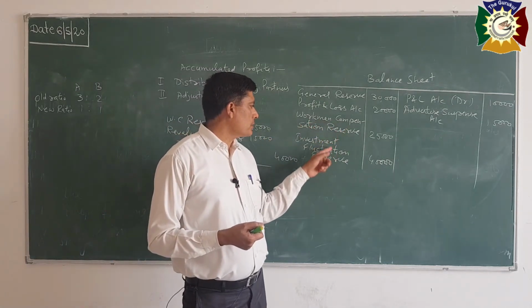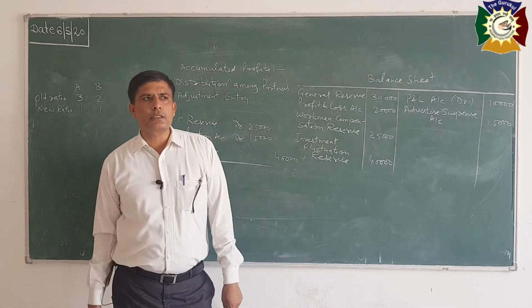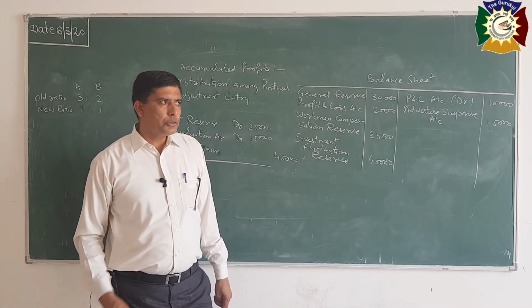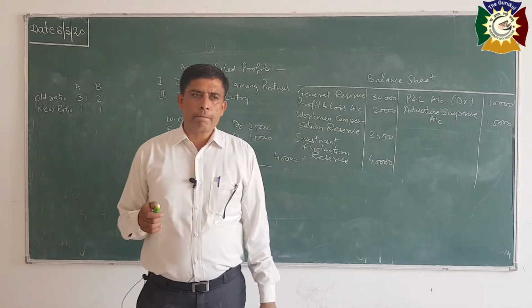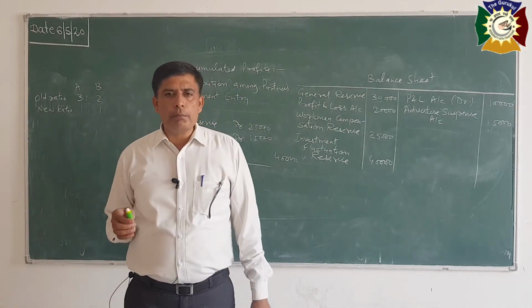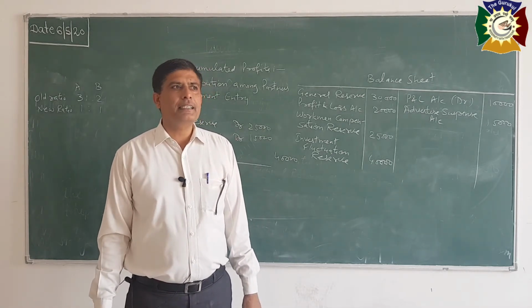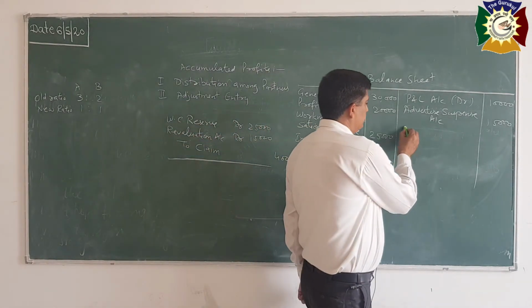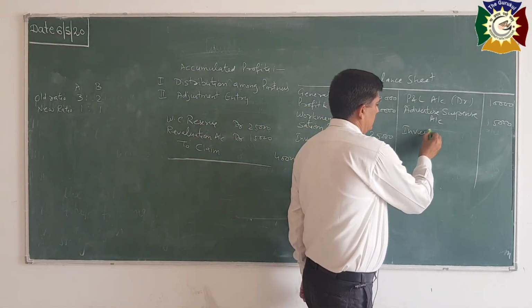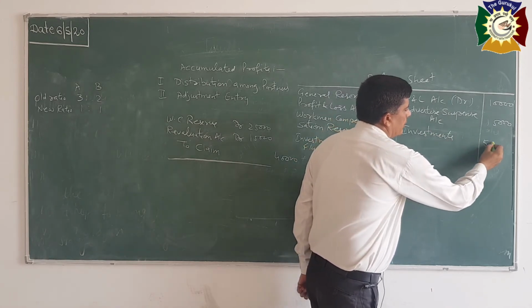And next is investment fluctuation reserve. What is the meaning of investment fluctuation reserve? First, you should know the meaning of investments. Investment means the surplus money available with the firm is invested outside the business. That is called investments. For example, investments, it is an asset shown in the books at rupees 5 lakh.